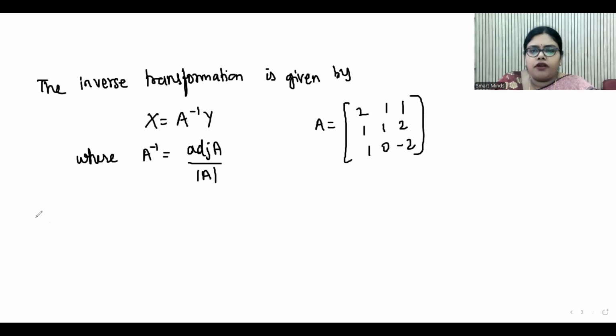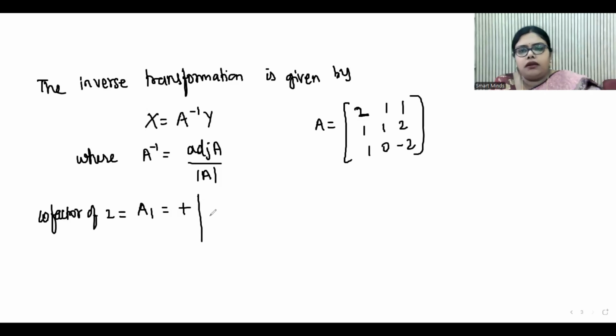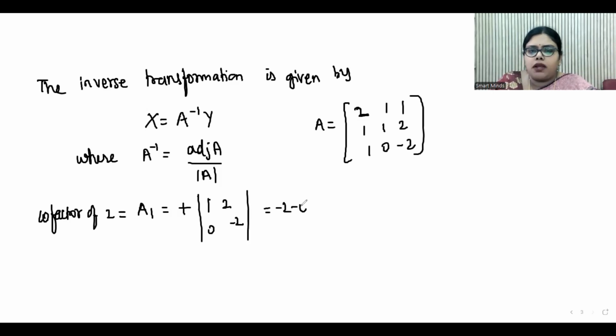Now see how to find. We need to find out the cofactors of each and every element. So see how I am finding the cofactors. So the cofactor of 2, I denote it by capital A1. That is plus of. Now you remove the row and column where you have this 2. So what are the remaining elements? 1, 2, 0, minus 2. So that is minus 2 minus 0, which is equal to minus 2.